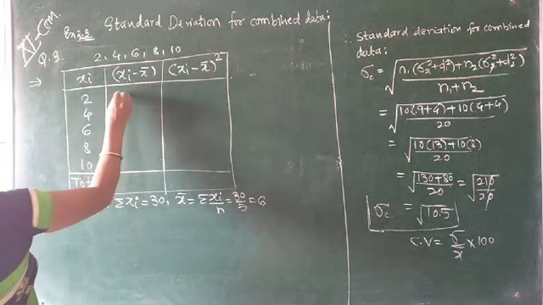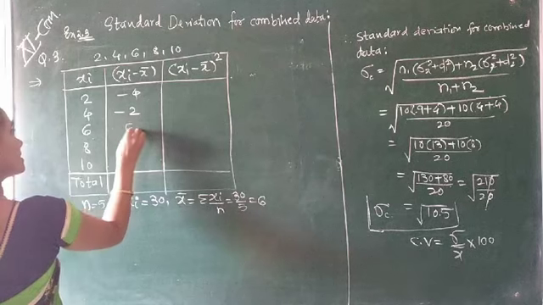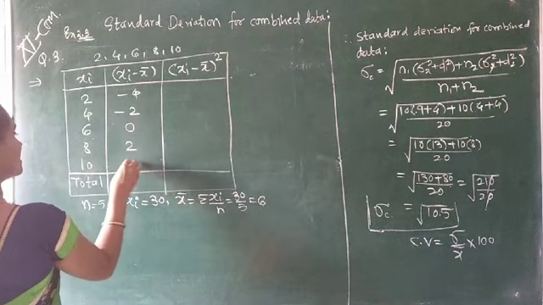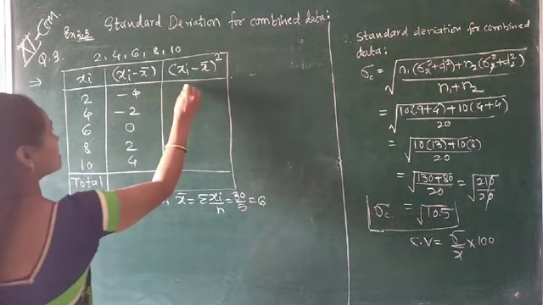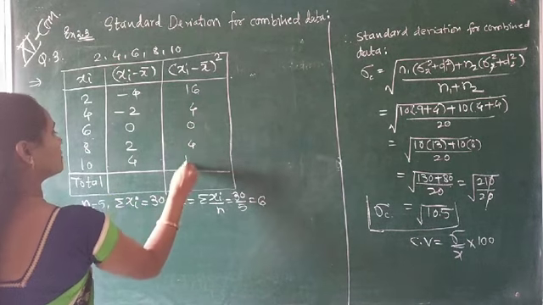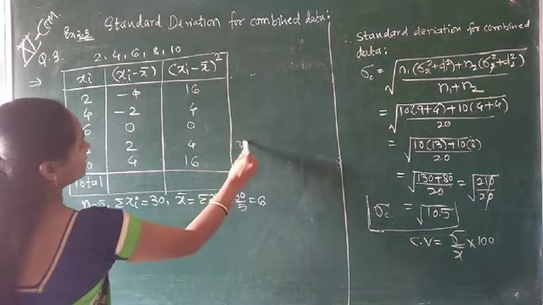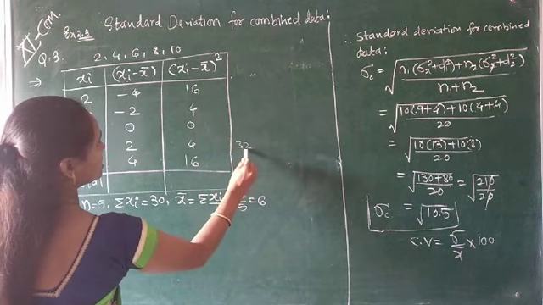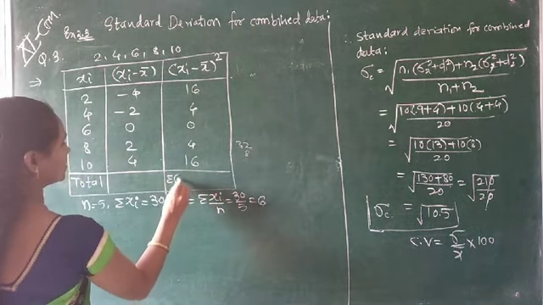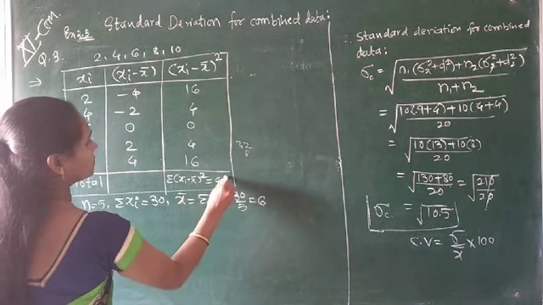So 2 minus 6 is minus 4. 4 minus 6 is minus 2. 6 minus 6 is 0. 8 minus 6 is 2. And 10 minus 6 is 4. Minus 4 square is 16. Minus 2 square is 4. 0. 2 square is 4. And 4 square is 16. So 16 plus 16 is 32, and 4 plus 4 is 8. Hence, summation xi minus x bar square is equal to 40.